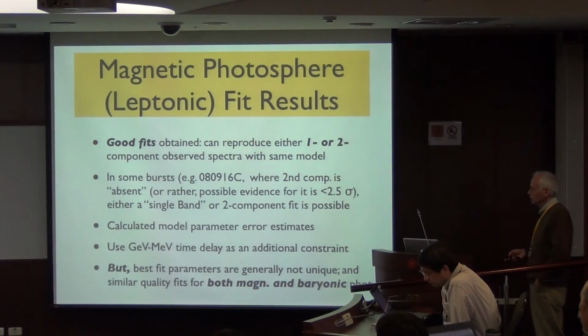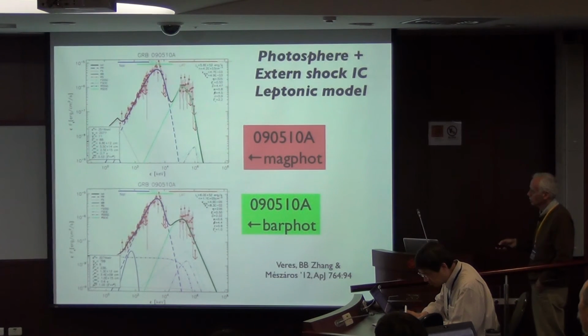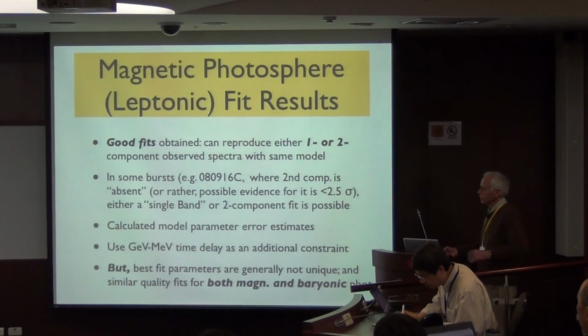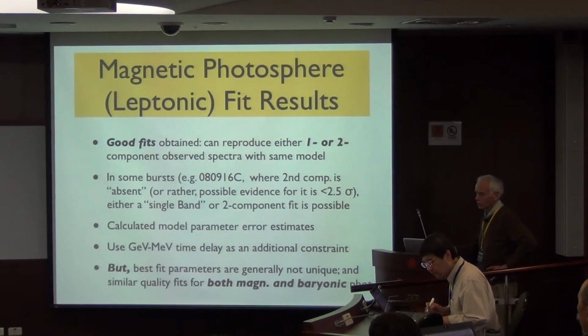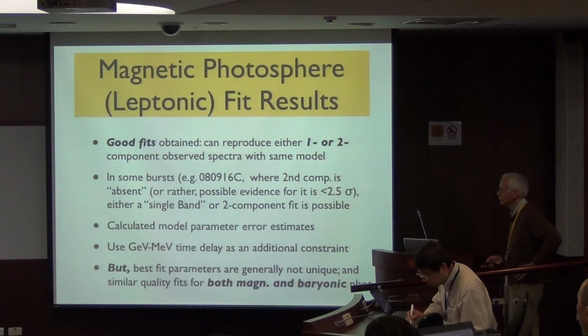So you get good fits. One of the good things is that, adjusting parameters, you can also sometimes make a single Band function fit without a second component, or you can adjust them some other way and you get a second component. So the fits are there, but there are enough parameters that you can play around, and on the one hand you can explain many things, on the other hand you're not exactly sure whether it's the right thing or not. So they're not unique.